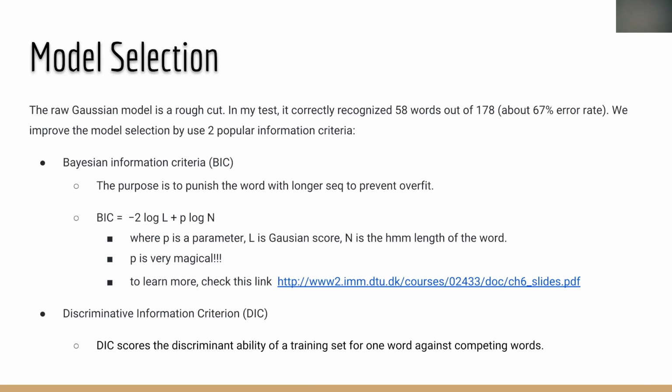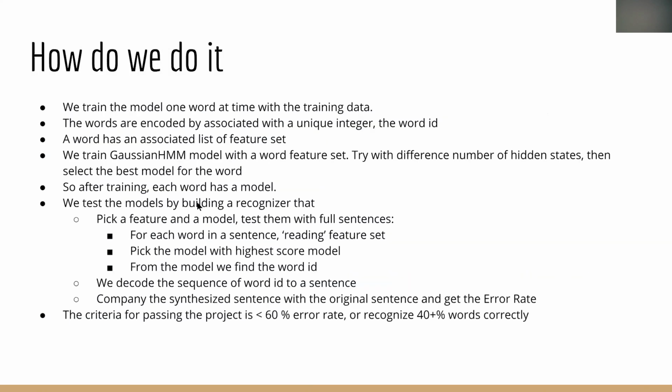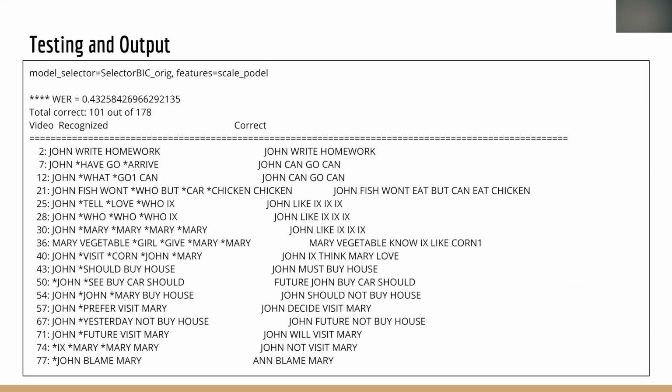The way we do it is that I have to build this here to test it. We're building a recognizer, and what the recognizer does is combine the feature and the selector together and try it. And the results are basically here. We try it with the test data, one sentence at a time.